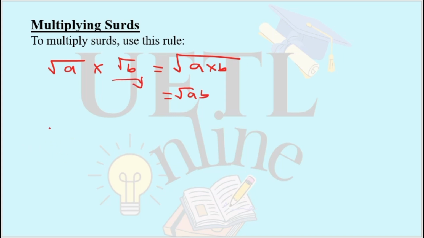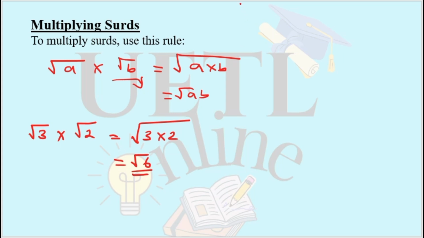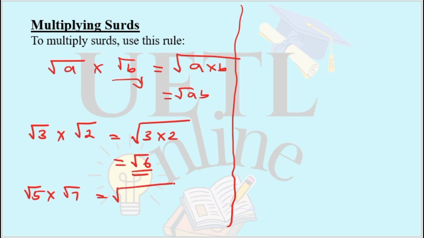Let me do a practical example. Let's say you're given a surd root 3 multiplied by another surd root 2. The easy way is you put your root here, then you say 3 times 2, so it becomes root 6. This is the easy way you multiply it. Let's say another example, you are given root 5 multiplied by root 7. You take your root here, then you say 5 times 7, so your answer becomes root 35. As easy as that. This is the way you multiply surd numbers.